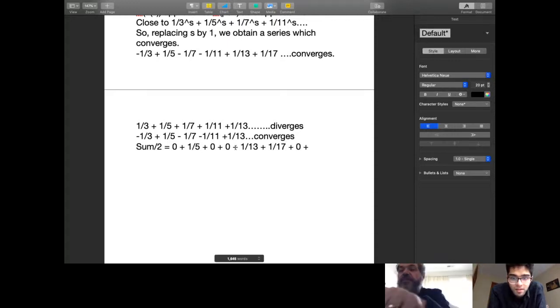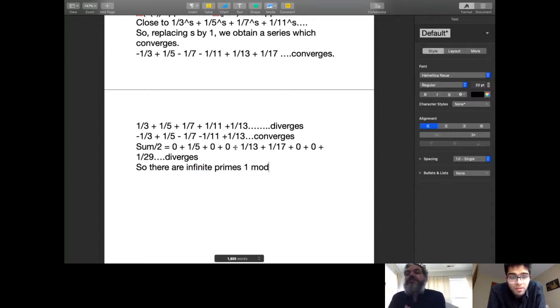And we know that the sum is divergent. So we say this diverges, or if you want to say the sum is infinite, because it's the sum of positive numbers. But for this sum to be divergent, a consequence of this is that we have infinitely many primes that are congruent to 1 mod 4. And that's Dirichlet's proof. So there must be infinitely many primes that are congruent to 1 modulo 4.